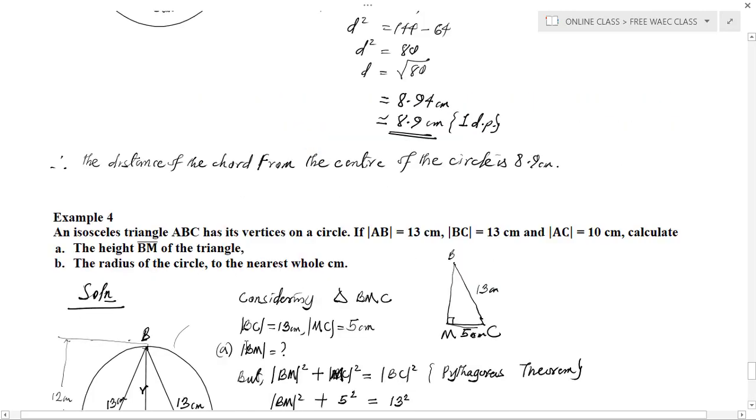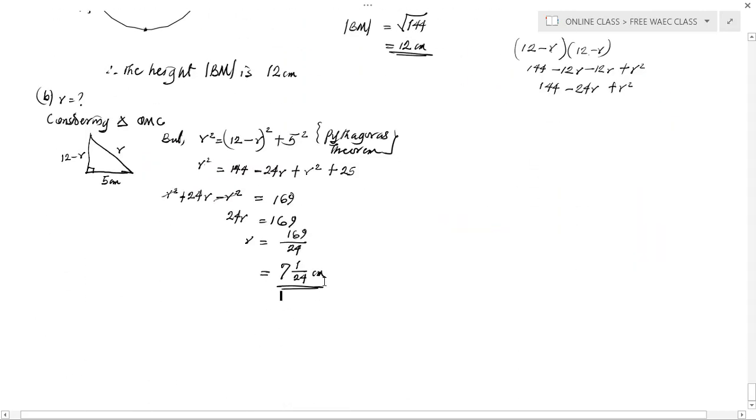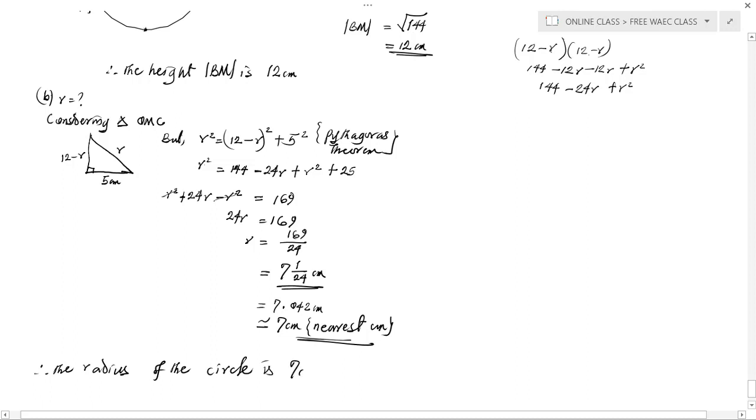Now let's go to, okay, they said to the whole centimeter. So now this is same thing as 7.042 centimeter, approximately equals 7 centimeter. Write your degree of accuracy again to the nearest centimeter. Leave it like that. So we now say therefore the radius of the circle is 7 centimeter. Now let's look at number 5.